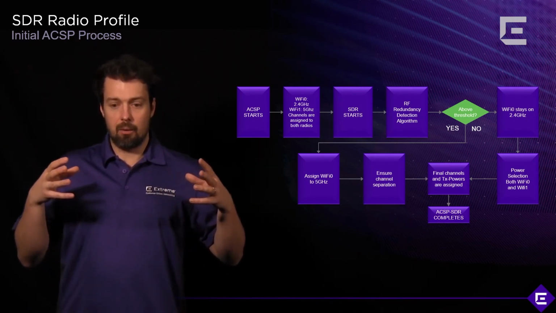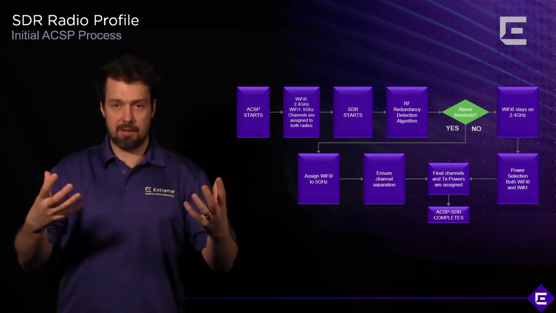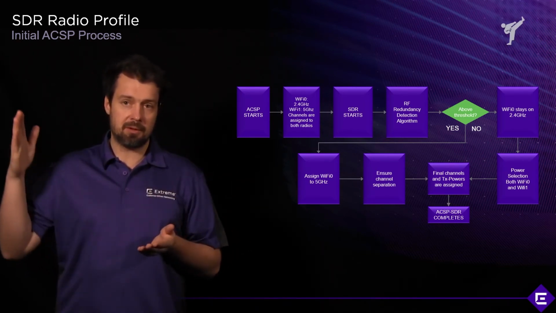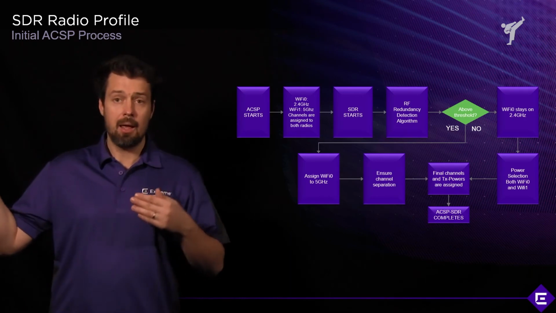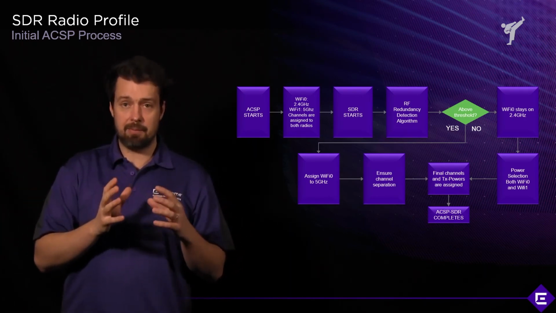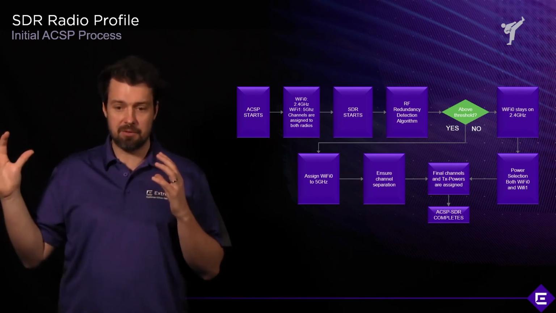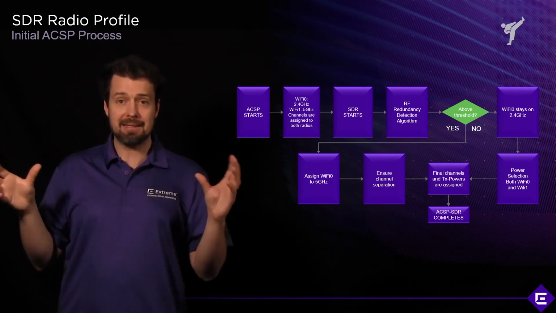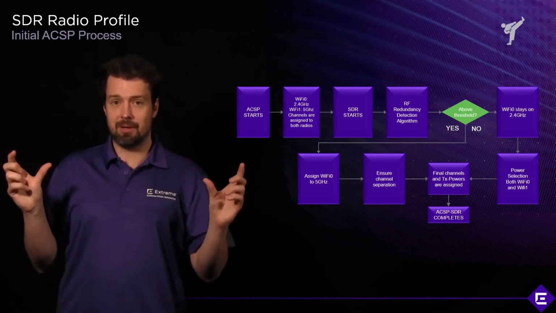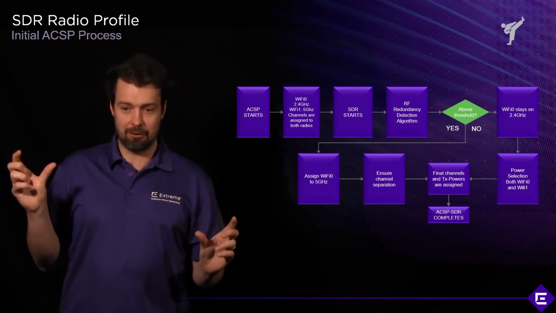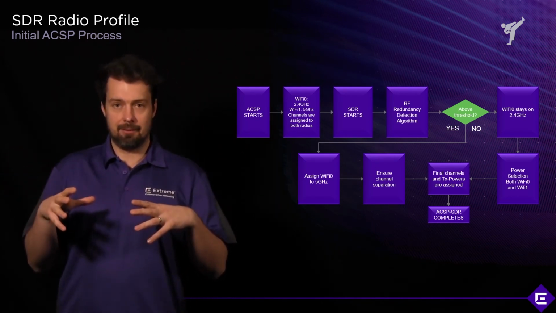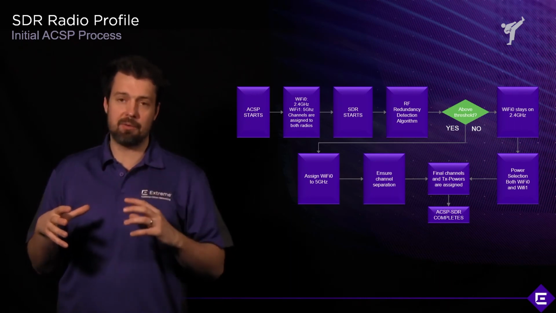So we already saw that when the AP boots up, it goes into an ACSP process to determine the best channel and power selection. When you have a dual 5 GHz AP with SDR profiles enabled, you add another step to that process: let's determine which channels should be assigned to 2.4 and or 5 GHz, and then it will decide which frequency band to use.